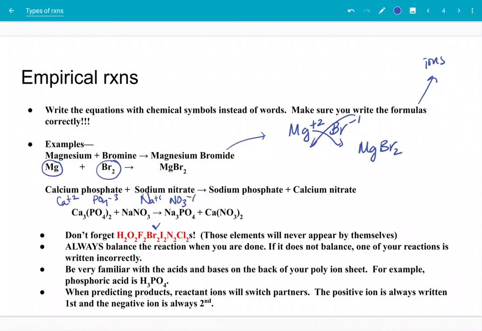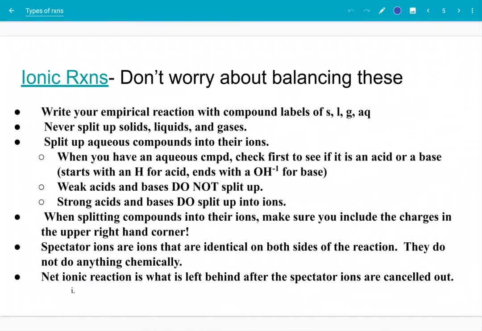what happens is ultimately you won't be able to balance the reaction. I also suggest being familiar with your acids and bases. Notice on the back of your polyion sheet, you have all those acids and bases listed. Okay, and I have again this reminder: the positive ion is always written first, the negative one second.